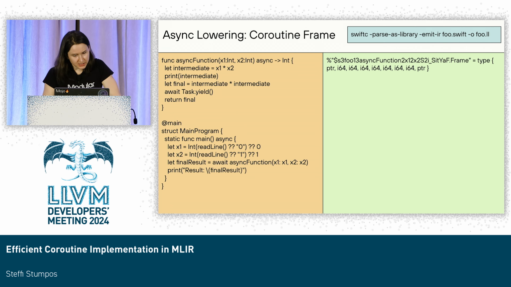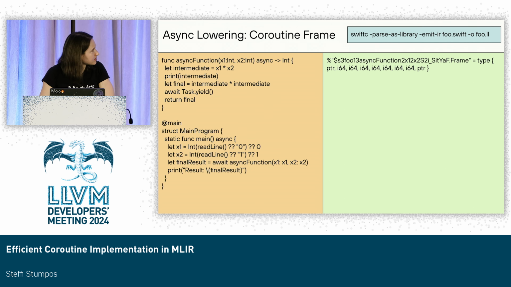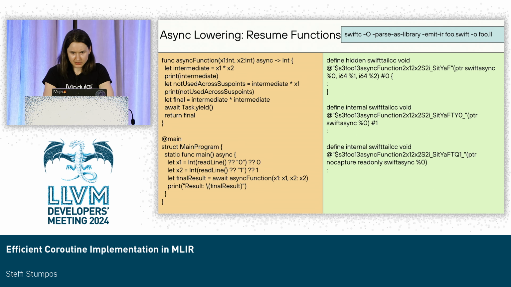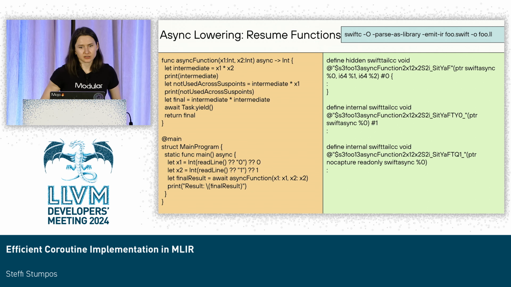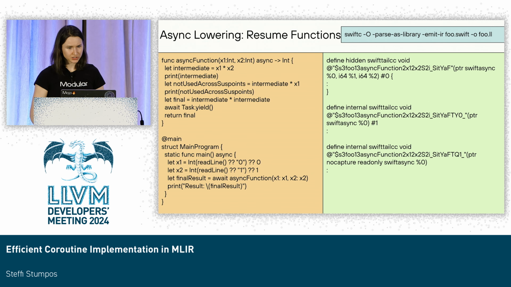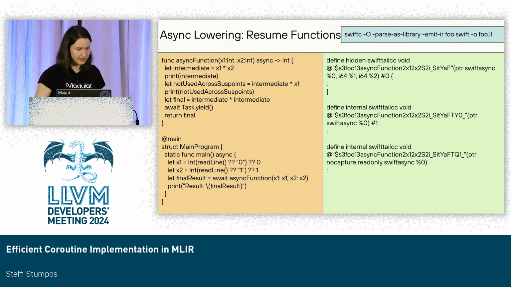So let's translate our example to Swift here. I was a bit surprised to see so many integers stored in such a simple function. So I added another intermediate value that shouldn't be stored in the frame, but it was. So this is not great for frame size. Let's look at the IR footprint. How many functions are we generating? We have one for every resume, or every suspension point.